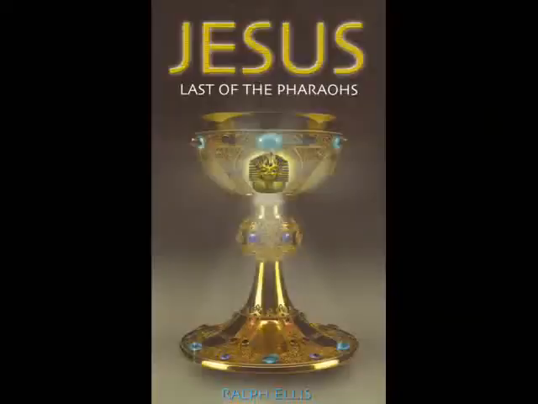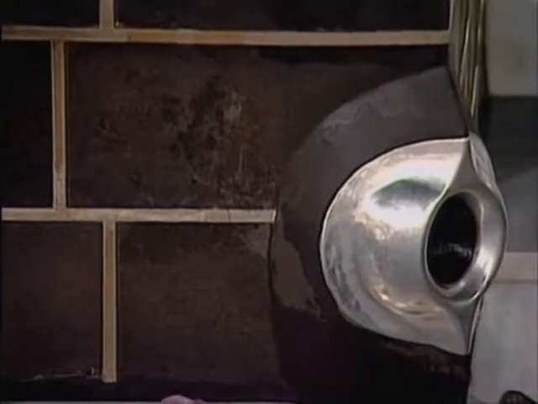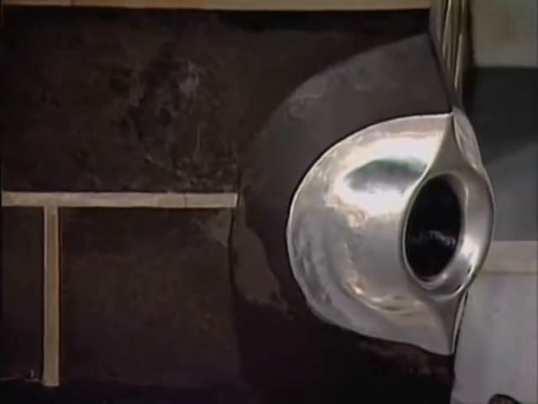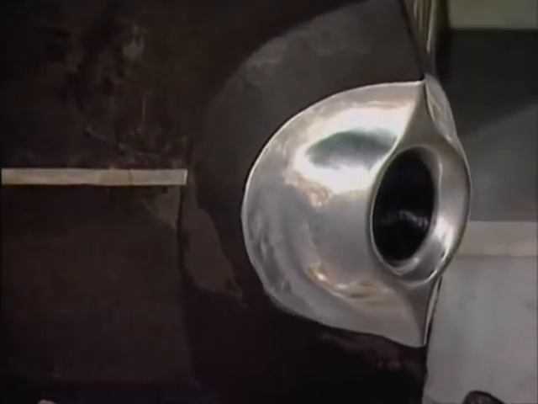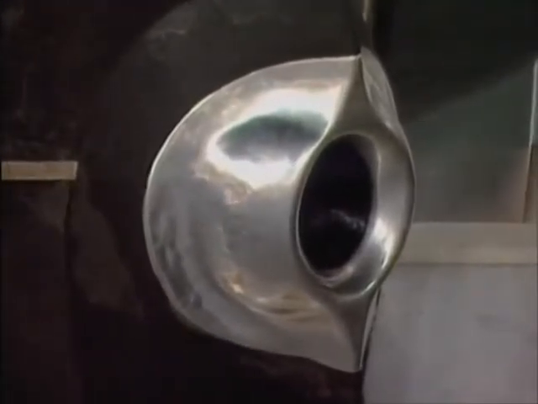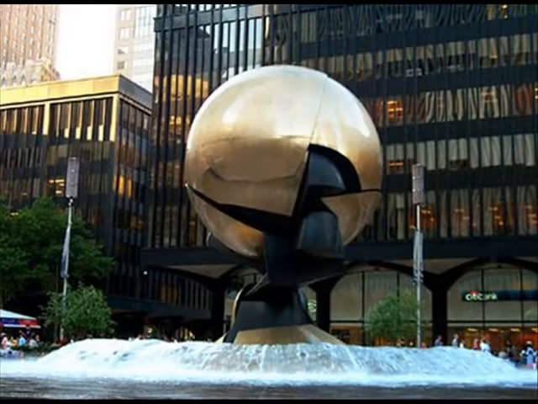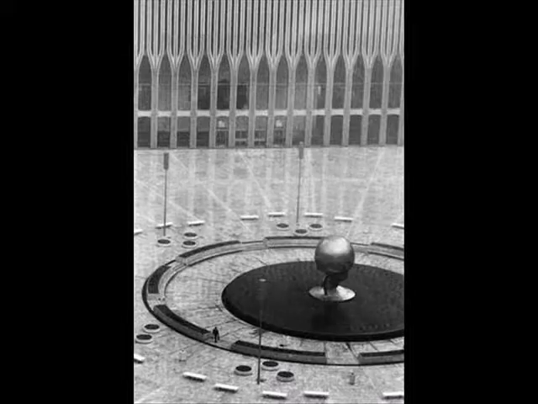Ralph Ellis posits in his book Jesus Last of the Pharaohs that the sacred black stone, the cornerstone of the cubic Kaaba, might be the Egyptian Benben of Heliopolis. Considering the ovoid shape of the visible part of the black stone, I wouldn't be surprised if Yamasaki's actual intention was for the sphere to represent the black stone, the possible Benben.